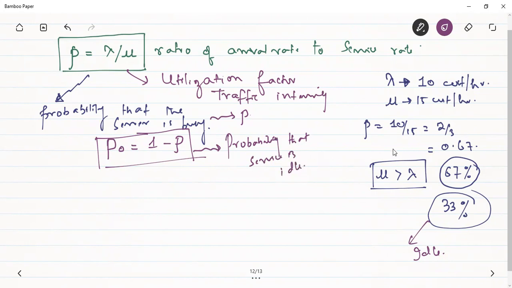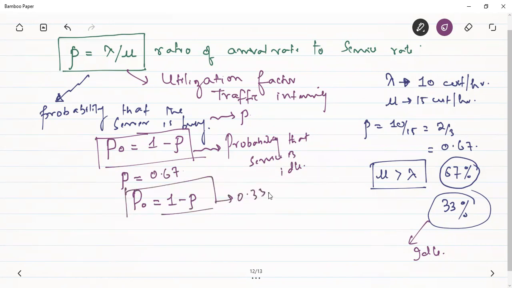Okay, so in this case, the example that I took here where the arrival rate was 10 and the service rate was 15, if we calculate the probability that the server is busy, that is given by rho, that is equal to 0.67. And if we calculate the probability that the server is idle, then it will obviously be given by 1 minus rho, that will be equal to 0.33 in this case.